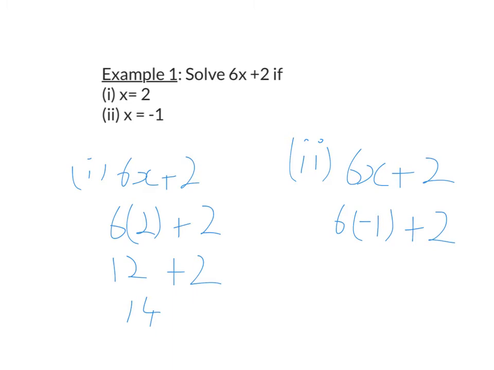The last thing we're going to do, just like before, is use BIMDIS to solve this expression out. So we'll do our multiplication and then we'll do our addition. 6 times minus 1, a plus times a minus gives us minus, and 6 times 1 gives us 6. So we end up with minus 6 plus 2. This simplifies when we do our subtraction to minus 4. When we're adding and subtracting, if the signs are different, we find the difference between the numbers and we keep the sign of the bigger number. So the difference between 6 and 2 is 4, and then we keep the sign of the bigger number.